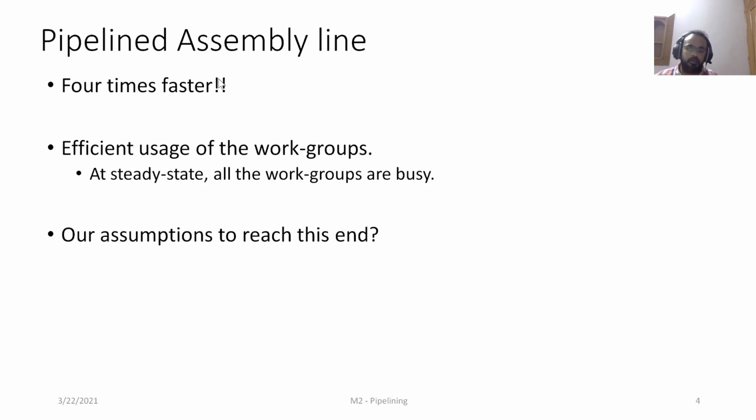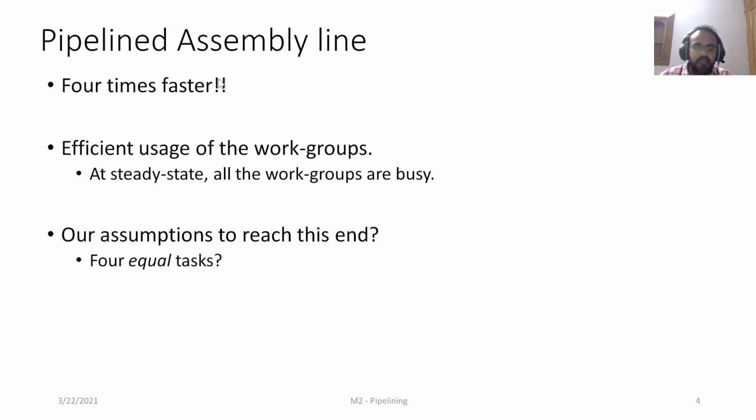Now in this process of achieving 4 times the throughput, what did we assume? Let's look at those assumptions, because they are very important to address when we want to actually implement the pipelining. The very first assumption we made was that we are able to split into 4 equal parts, in the sense each part of the car manufacturing would still take 6 hours, right? What if they are not equal?